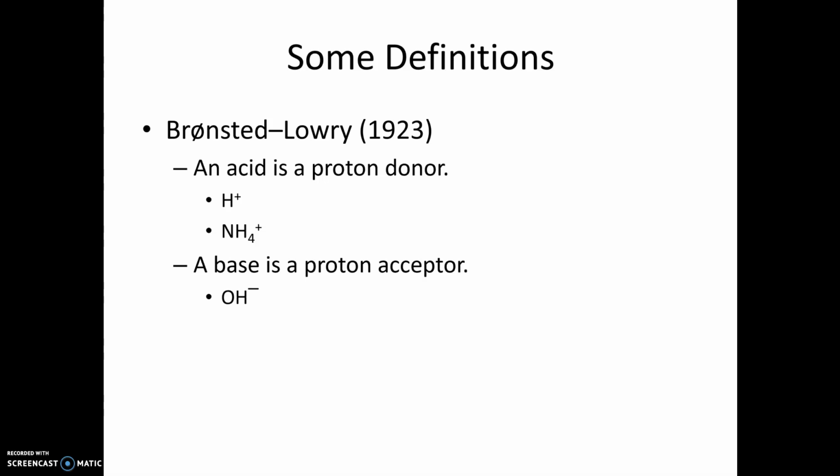So hydroxide ion is a base because it can accept a proton to become water. And ammonia can accept a proton to become an ammonium ion. So this expanded the definition to include more species or types of chemicals. So, what is a removable proton or acidic proton? Let's look at the ammonium ion.